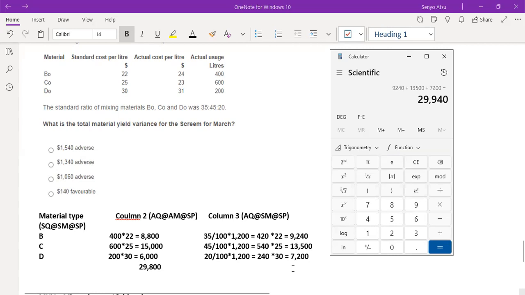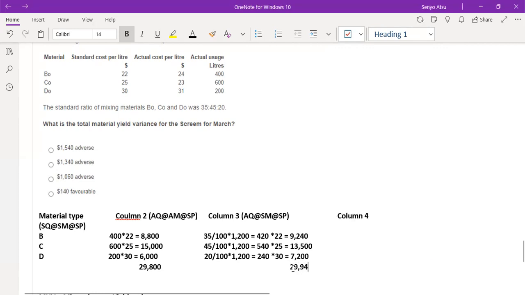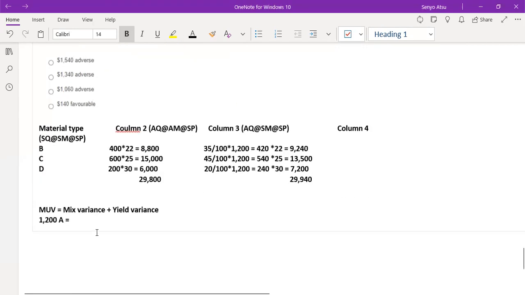$29,940. The mix variance is standard mix. We should have spent $29,940. Actual mix, we did spend $29,800. So we saved, what's the difference? We saved $140. So the mix variance is favorable.